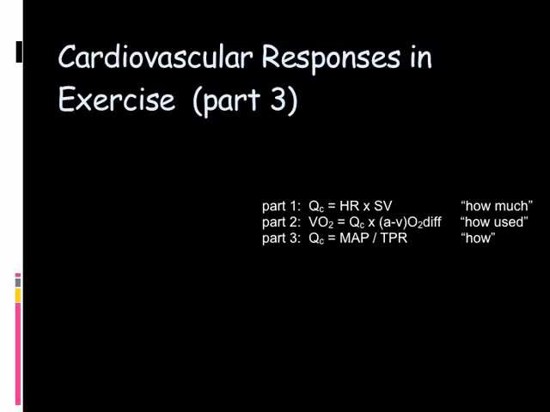And how it was used was to deliver oxygen to be used by the cells, and especially the muscles, to produce ATP. Now we're looking at a third relationship that involves cardiac output, and this one is how does the body cause this blood to be pumped? What is the mechanism? How does it happen? Now I'll explain what this third relationship is.